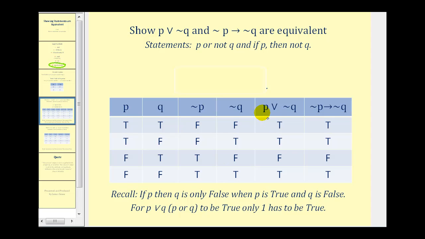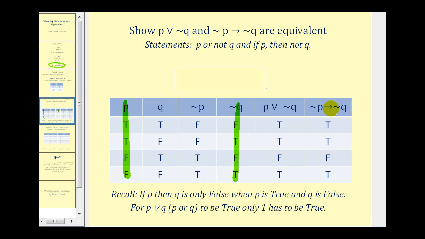So now we're going to take a look at this fifth column, P or not Q. Remember, for this to be true, only one of these has to be true, or we can say it'll only be false when they're both false. So we're going to analyze the first column, P, and the fourth column, not Q. So we have true, false, which is true because one of them is true. We have true, true, which is true. False, false is the only time this statement will be false, and false, true is true.